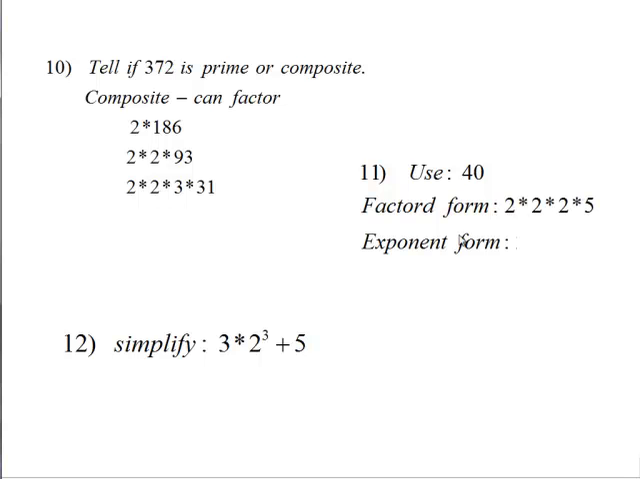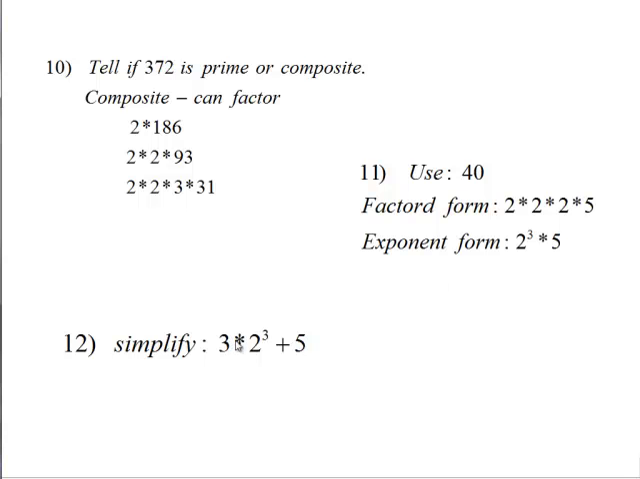Then, number 11, we will have 40. We want to factor it, so we do the same thing. Divide by 2 in your calculator, write down 2. Divide by 2 again, divide by 2 again, and you'll have 5. Then in exponent form, you have 3 2s, that's the third power, and then 5.